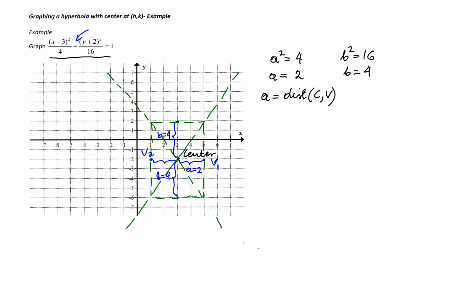The graph of a hyperbola will start at the vertex, let's say vertex v sub 1, and will go up to the first asymptote, and then we'll go from the vertex down to the second asymptote. And we'll do the same with the vertex v sub 2. We'll go up to one of the asymptotes, and then we'll go down to the other asymptote.